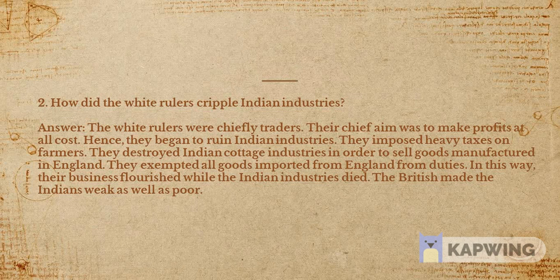They imposed heavy taxes on farmers. They destroyed Indian cottage industries in order to sell goods manufactured in England. They exempted all goods imported from England from duties. In this way, their business flourished while the Indian industries died. The British made the Indians weak as well as poor.